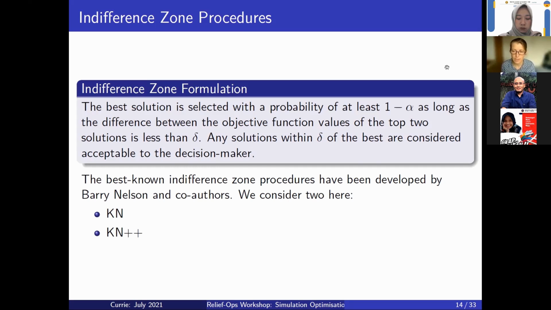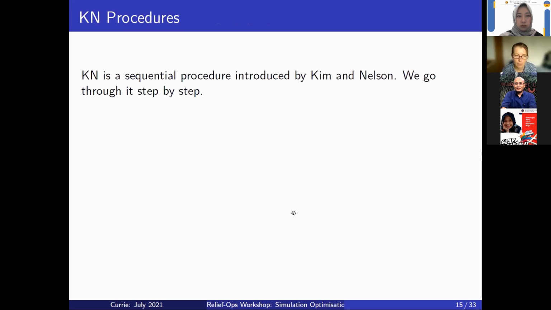And these appear not just in simulation, but also in other branches of statistics and other ranking and selection problems. For simulation, the best known indifference zone procedures have been developed by Barry Nelson, who's at Northwestern University in the USA, and his co-authors. We're going to look at two here, KN and KN++. As you can imagine, KN was the first one developed with Seong-Hee Kim, and KN++ was the advanced version where they had relaxed some of the assumptions that they made when they developed KN. Both of these are sequential procedures, and we talked about those before the break. So they will follow the same general flow through the process as those sequential procedures we saw earlier.